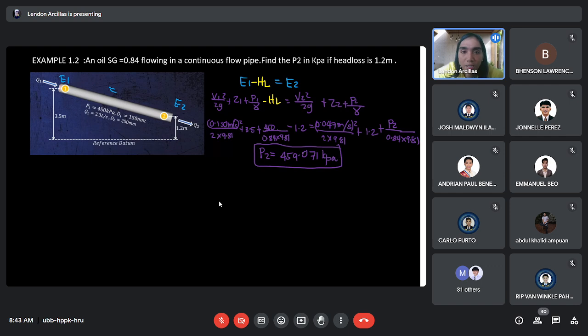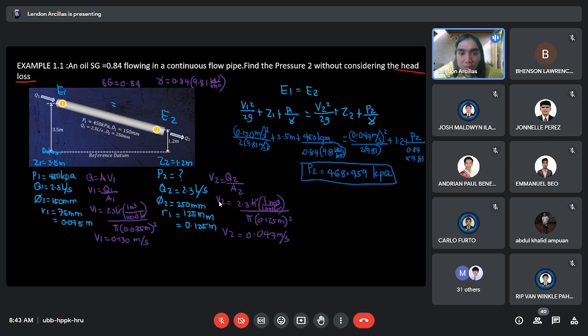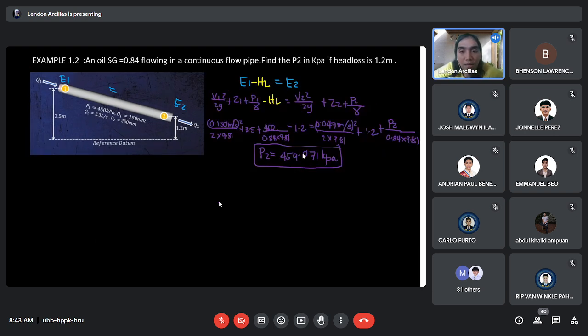Okay, so that is the difference between a Bernoulli's principle flow, or the perfect flow, and the flow where we have head loss. So, that is the formula. We add a term to our energy. Gets ba to? Gets po, sir. The only difference is that this problem has head loss.